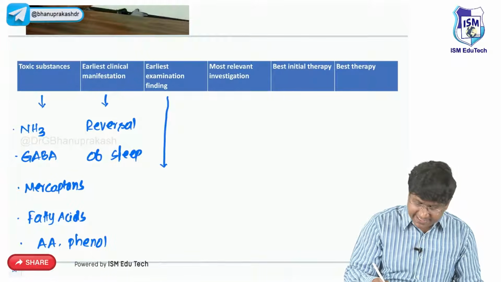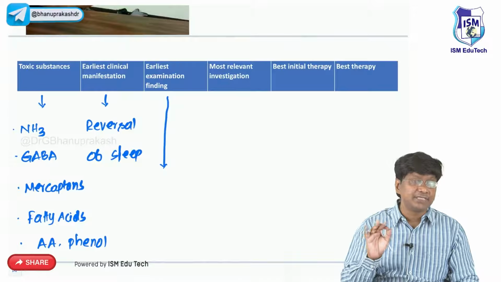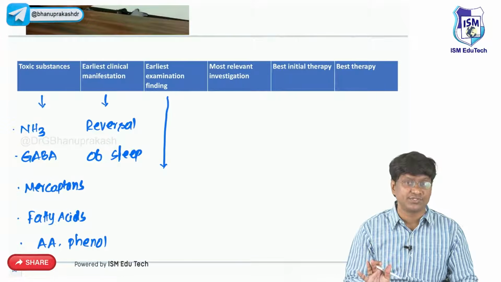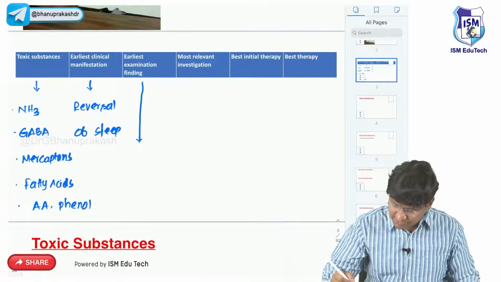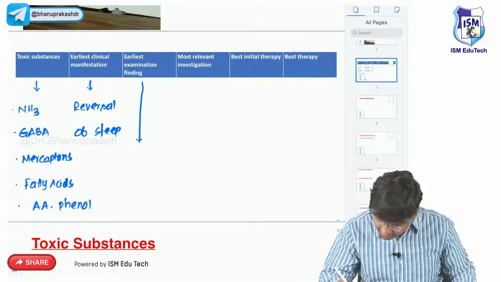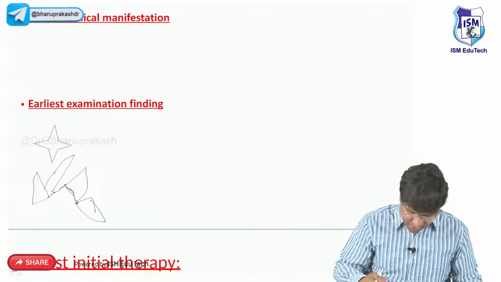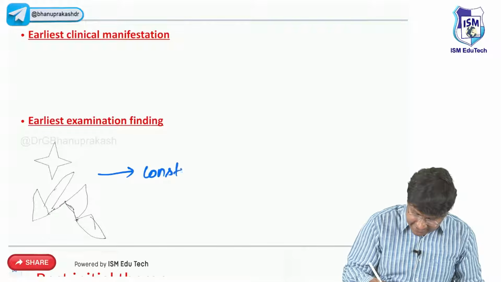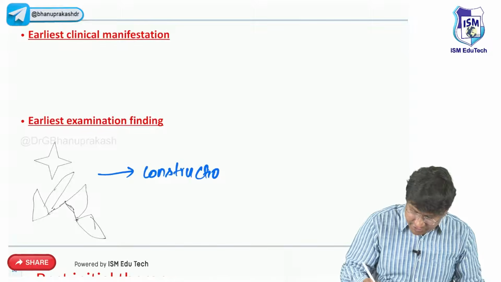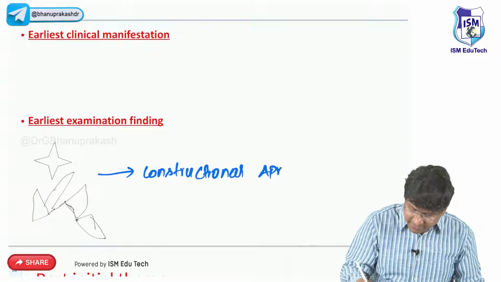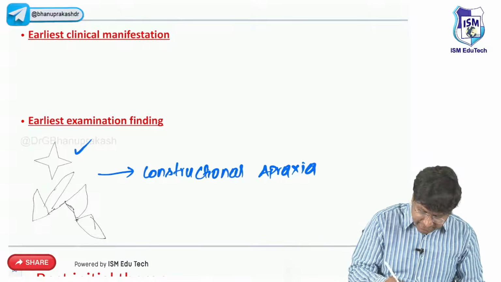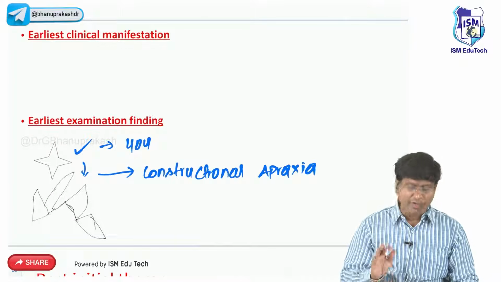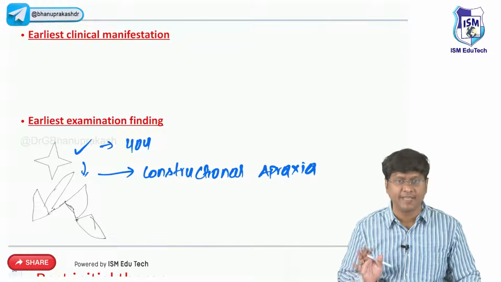Then what is the earliest examination finding? Remember, the earliest examination finding is not your asterixis. The earliest examination finding is, okay, I'll just show you this image. Yes, right. So the earliest examination finding is constructional apraxia. What does that mean? See, you have to draw a simple image, and you ask the patient to copy the same thing, but he will not be able to do that. That is what is called constructional apraxia.